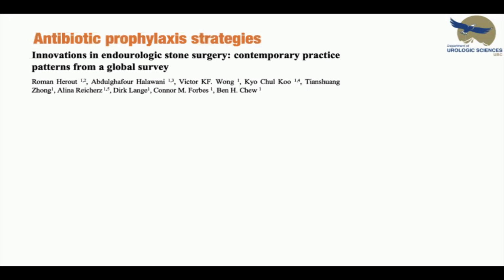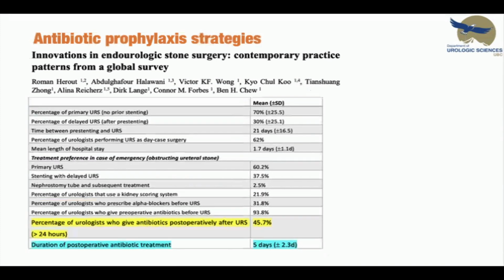Looking back again at our survey, we asked the urologists if they prescribe postoperative prophylactic antibiotics, and we found that 45.7% of urologists give antibiotics postoperatively after ureteroscopy, with a mean duration of 5 days.